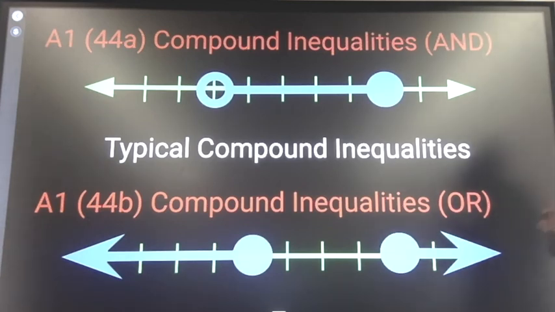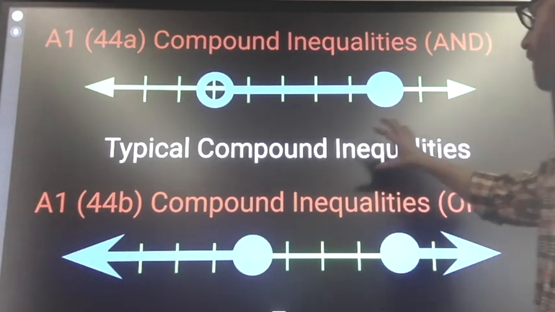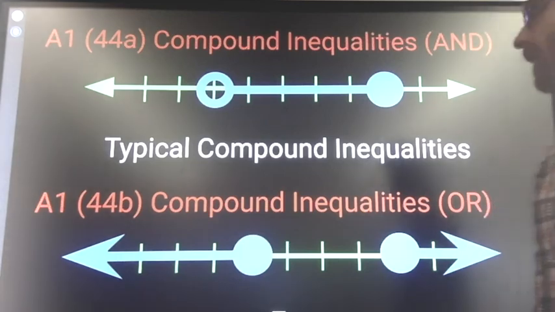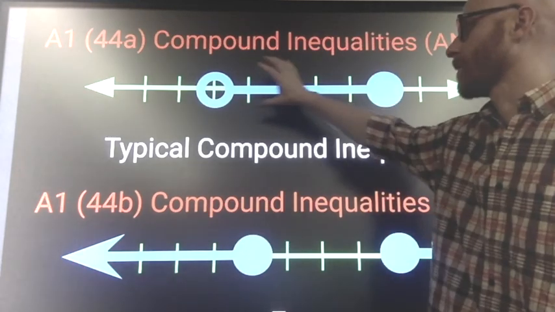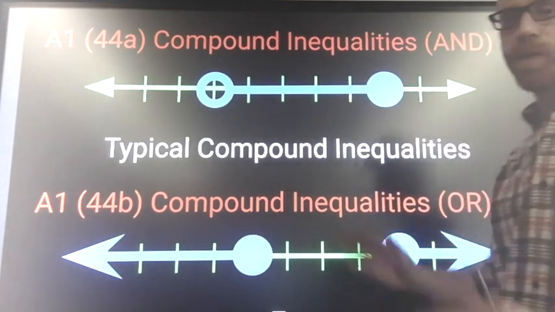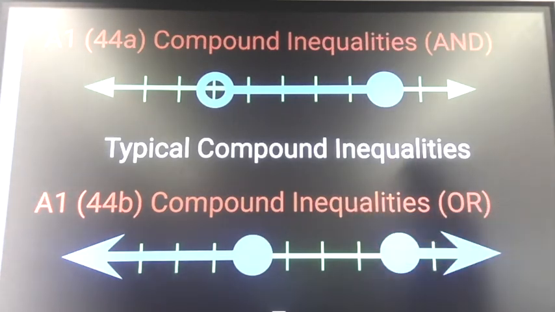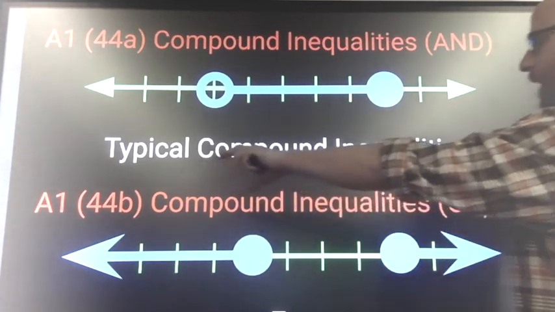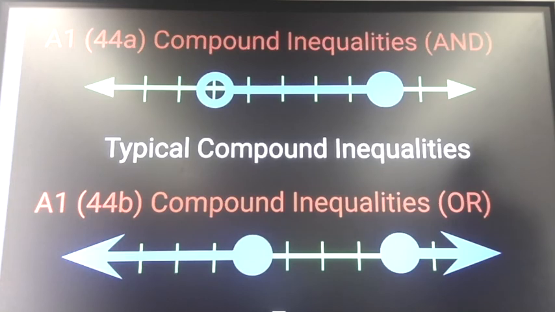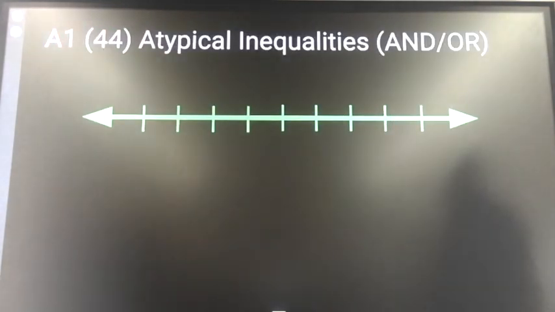Right, so once again, I promised I would talk about some atypical things. Typically, when you're dealing with compound inequalities, situations look like this, shading in the middle between two endpoints, or situations look like this, shading away from each other from two endpoints.